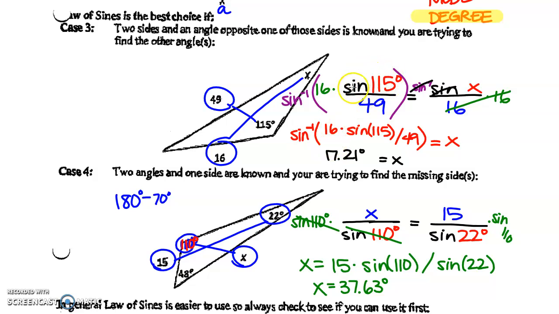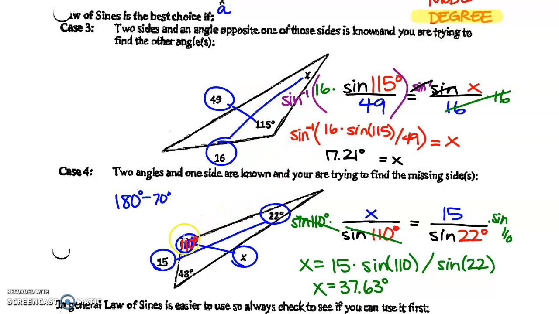So I would probably do sine of 115 degrees. Then you could divide by 49 times by 16. And then whatever that number is, take the sine inverse of it. And you should get 17.21. Again, mode degree. Okay. Case 4.